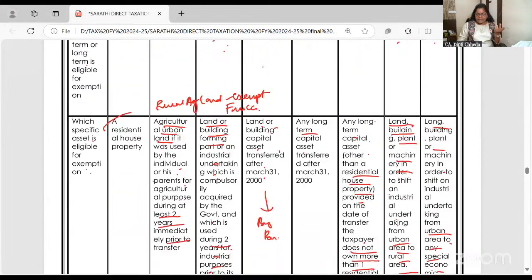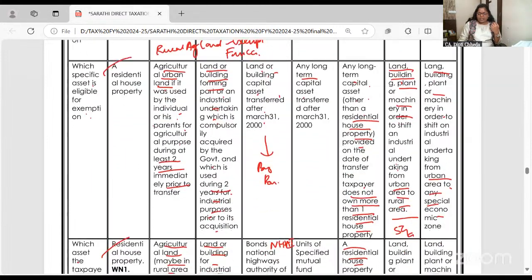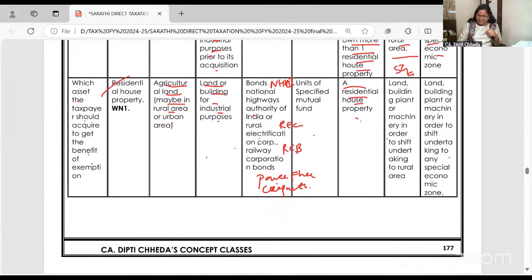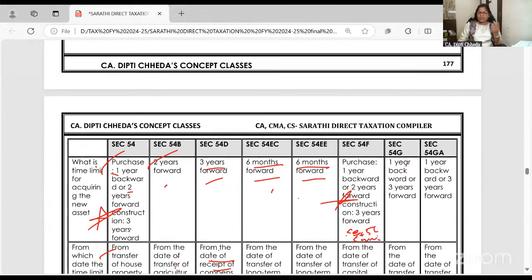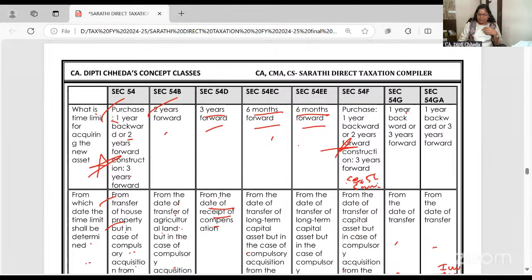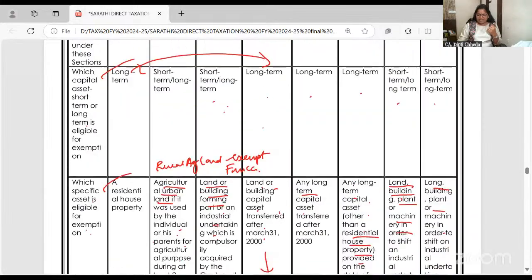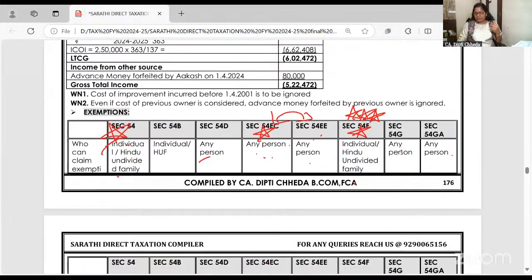Okay. Next is 54F. You sell any capital asset other than a residential house. You can have one residential house, and now you buy a residential house. So you can sell jewelry and buy a house like that. The time limit is 1 year backward, 2 years forward, because you are buying a house. So same, CGAS is applicable and all.